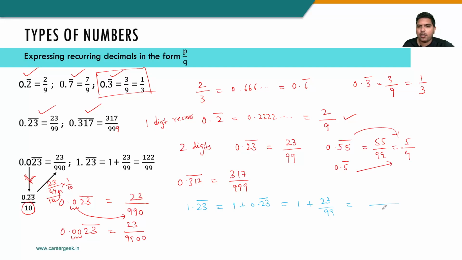So if you are clear about the LCM, so 1 into 99 plus 23, which is 99 plus 23 or 122. Okay, we split the integers as well as the fractions or the recurring decimals, and then we add them. Okay, we'll solve a few more questions of this.